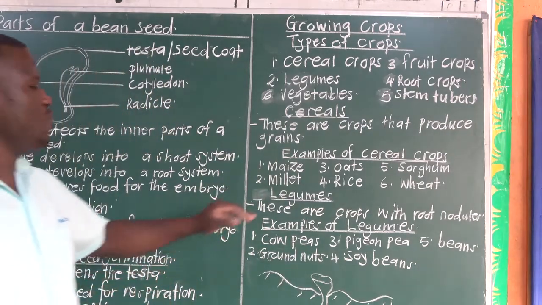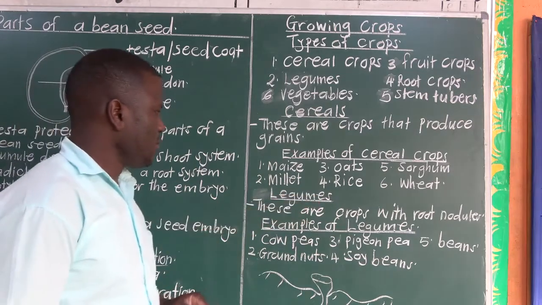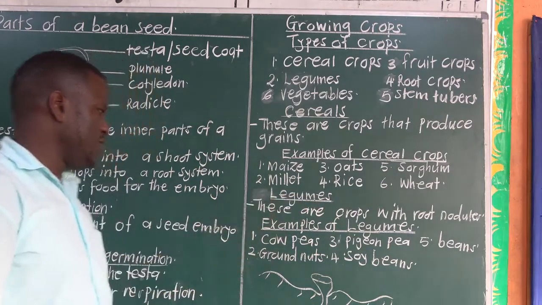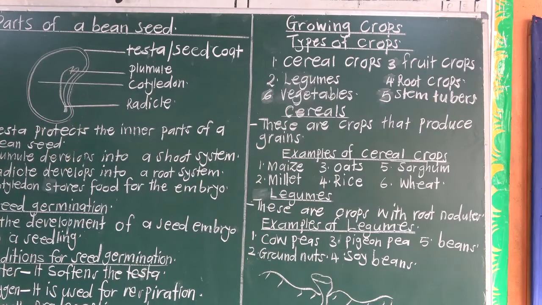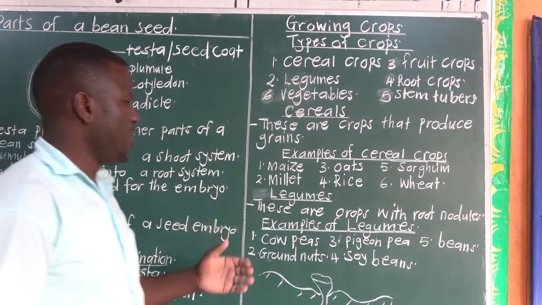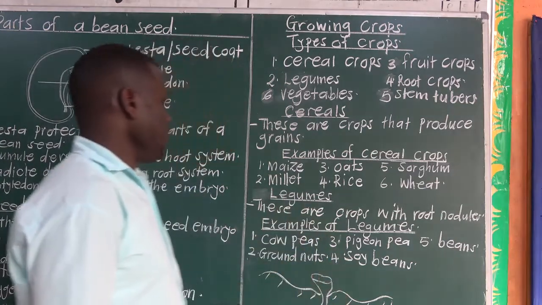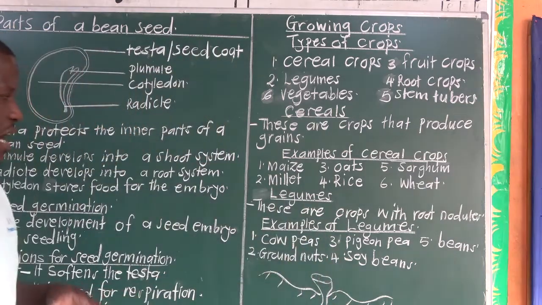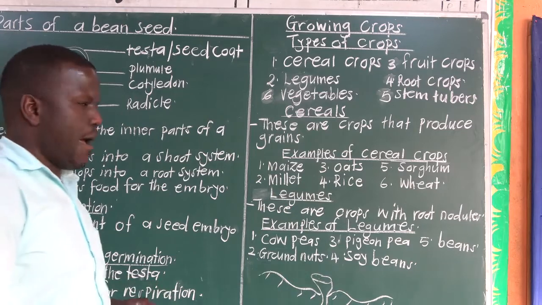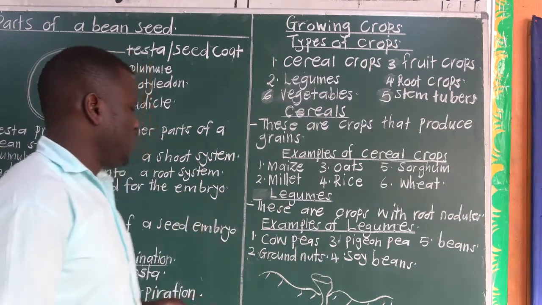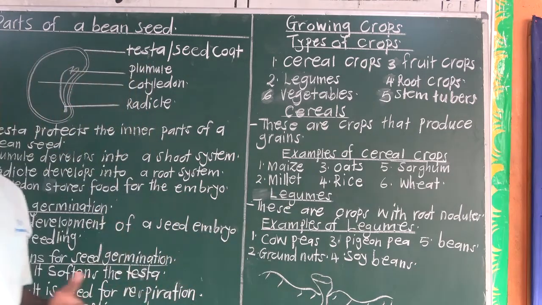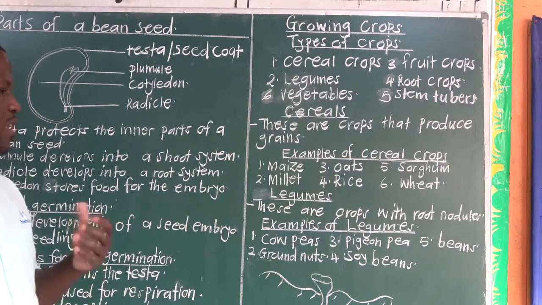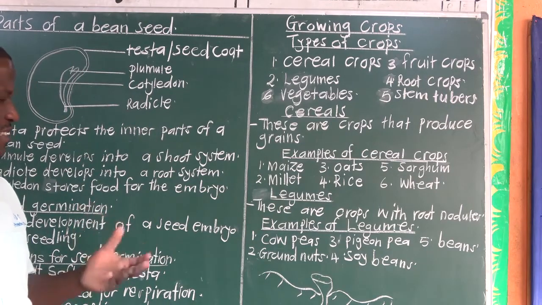Then we have what we call legumes. These are crops with root nodules. Legumes are crops with root nodules. They may also ask you examples of legumes. We have very many examples of legumes, around 5 of them, if not 6.